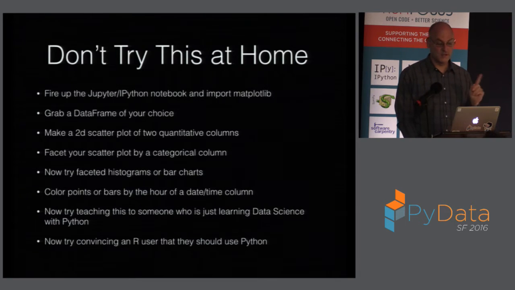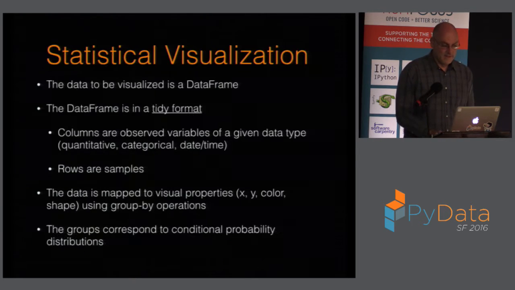And now color the points or bars by the hour of a date-time column. And you're going to realize, oh gosh, matplotlib's date-time handling isn't that great. Pandas's date-time column rocks, but Seaborn, I'm not sure actually. Now try teaching all this to someone who's learning data science with Python, or try convincing an R user that Python is really awesome and that they should use it.